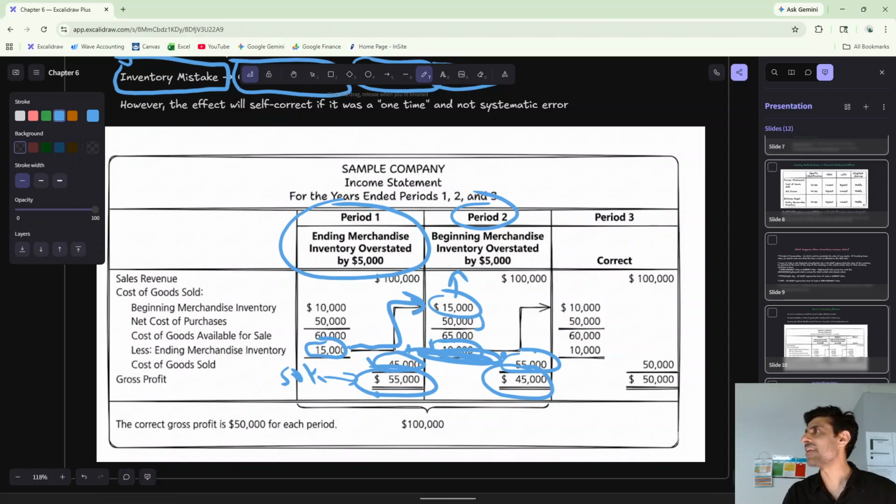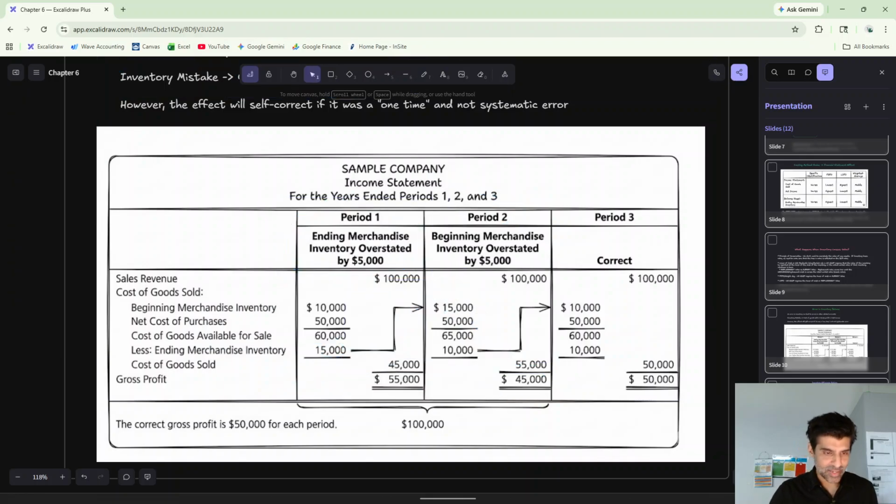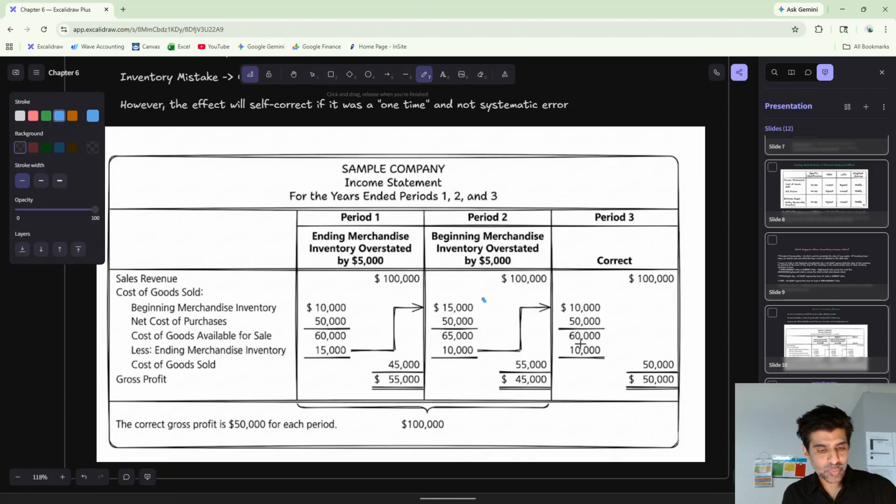And why this is the case really has to do with the details of this math, where you take your beginning balance plus additions minus the ending balance gives you the cost of goods sold. Because this mistake is carried forward, the math works out such that between these two, it averages to the correct amount. Now, knowing this is somewhat important. The math is interesting, but I don't know a realistic scenario where this would happen. This is just a contrived thing in the book.